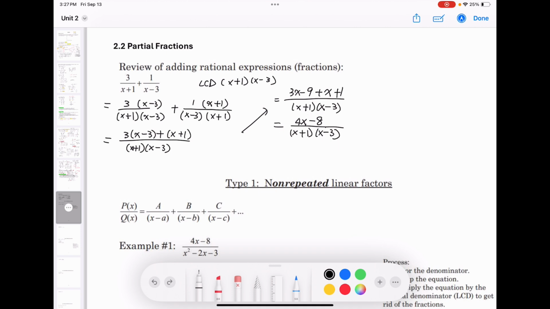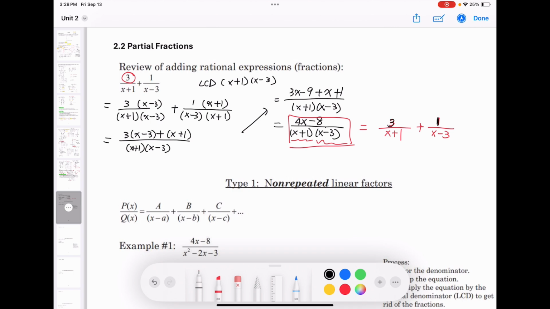Now, in this class, we're going backward. So if I have one rational expression, can you express it as something on the top? So for example, this one is 3 divided by one of my factors of the denominator, and then plus another number or another constant divided by my second factor of the denominator. Okay, now we need to know how to find the 3 and the 1.